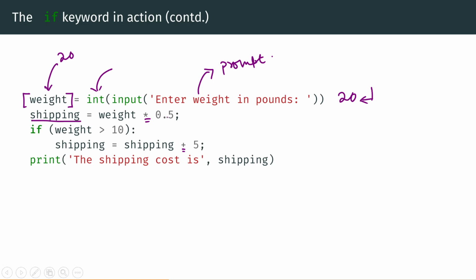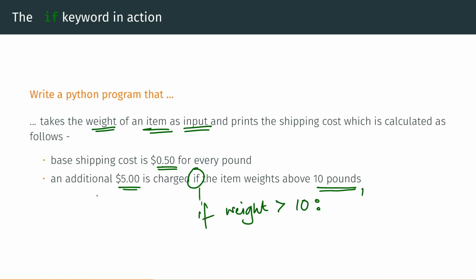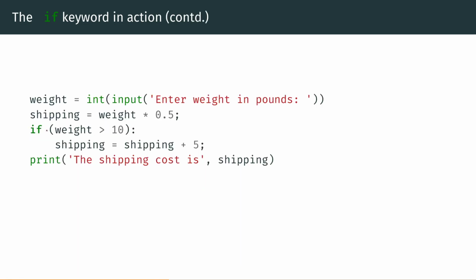Now is where we have to make the decision. The decision is, let's go back to the problem statement again. An additional charge of $5 is added to that shipping cost if the item is above 10 pounds in weight. Okay, so the decision that the code has to make is whether or not I need to add that $5 or not. Okay, so that decision is done using the if statement, and it's like this. By the way, we don't need the parentheses. Okay, it's redundant. But you can say if weight is greater than 10, then a colon, and then a tab.